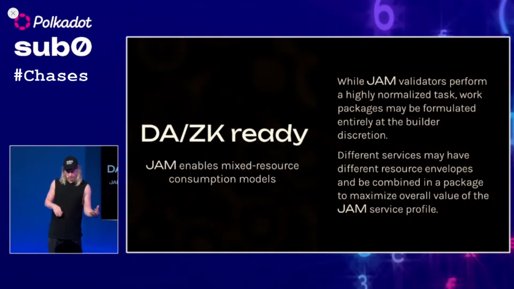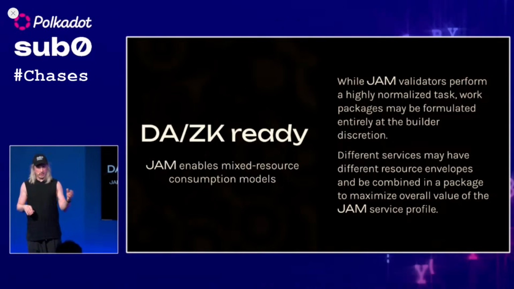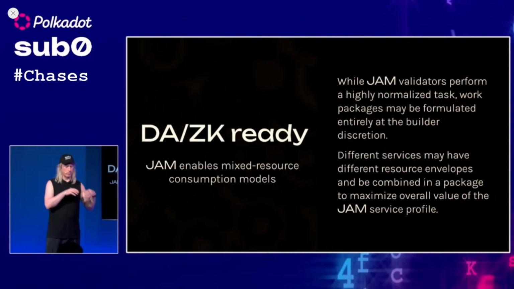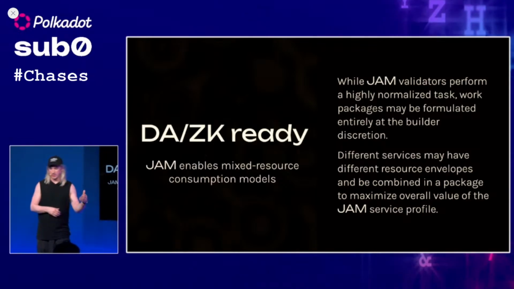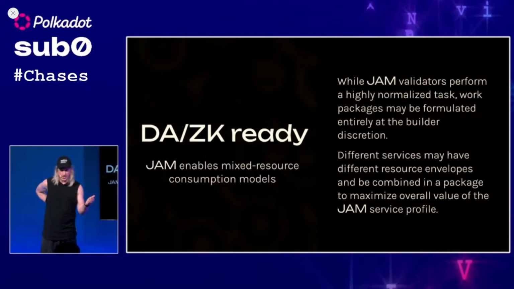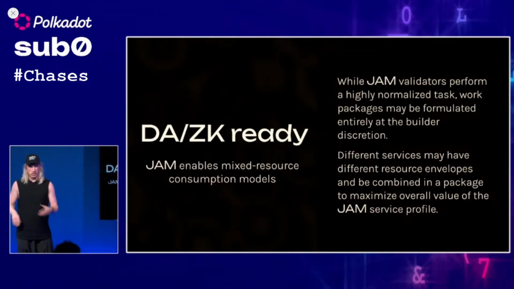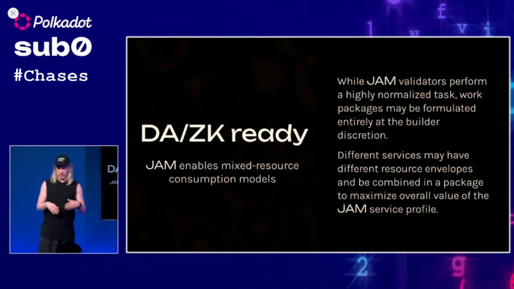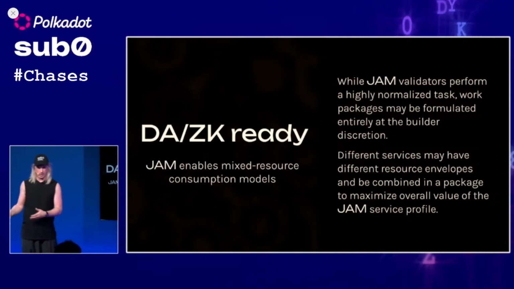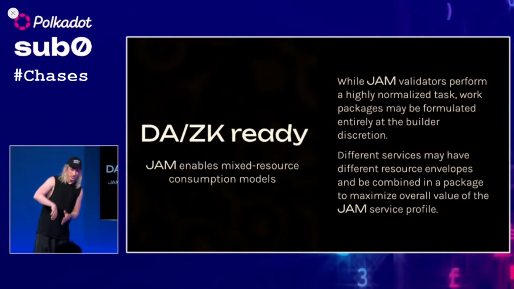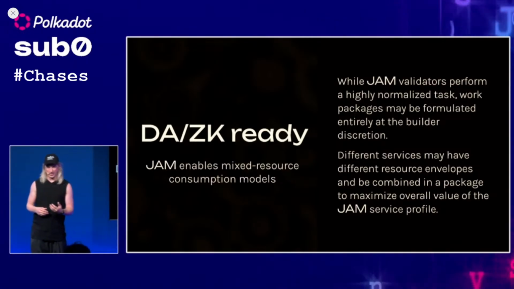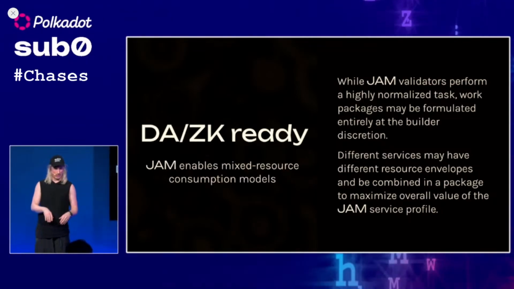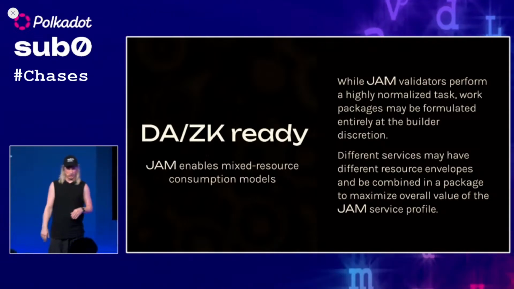So a work package can contain both work items that are, say, very heavy in terms of computation, but not so heavy in terms of the amount of data that they need to be made available, and other work items that come from services that are the opposite way around, right? That have lots and lots of data that they want to make available, but don't need to do much computation at all.